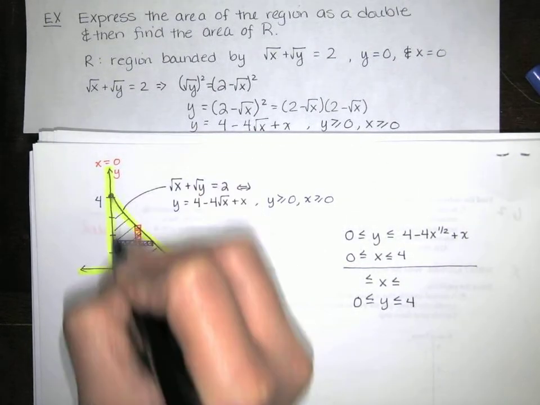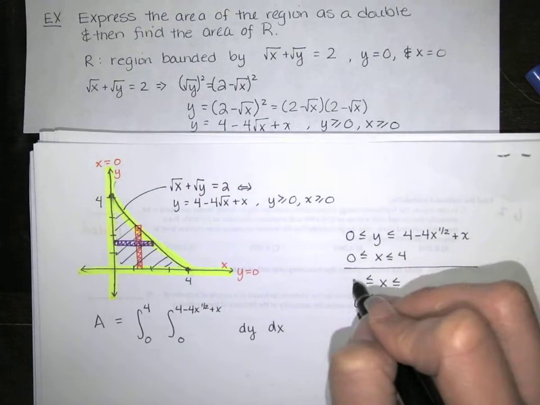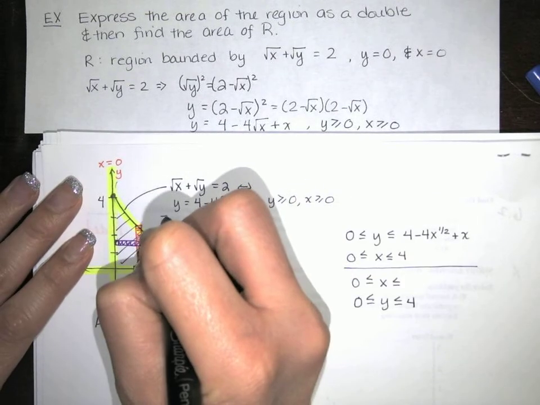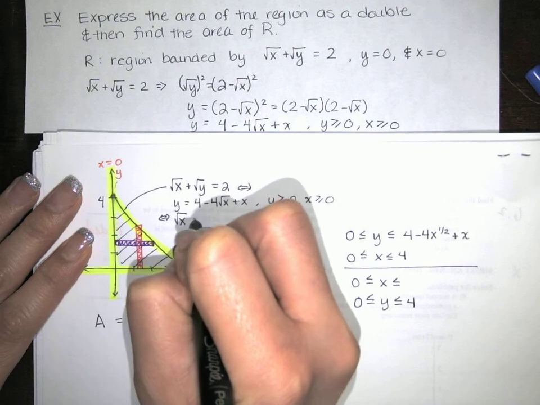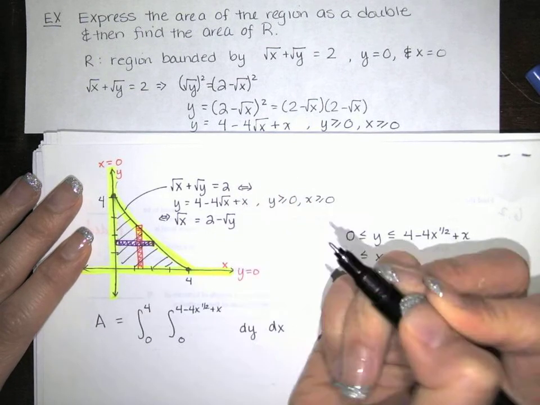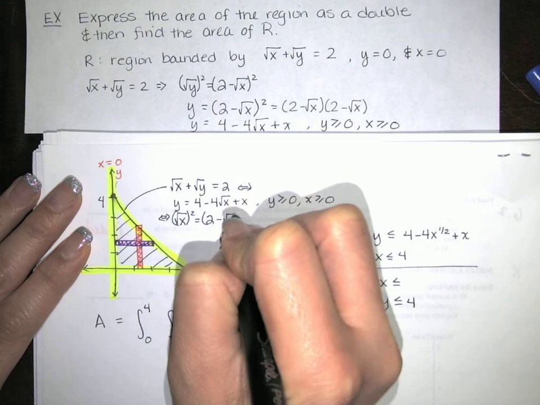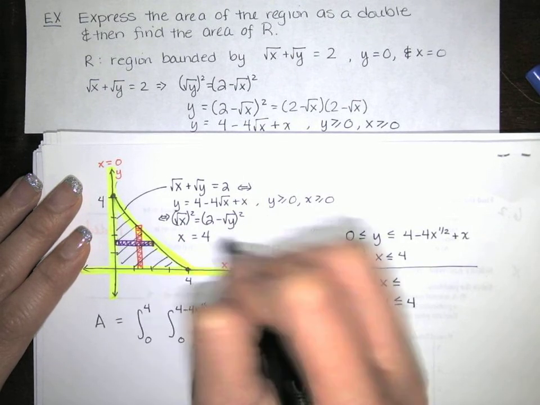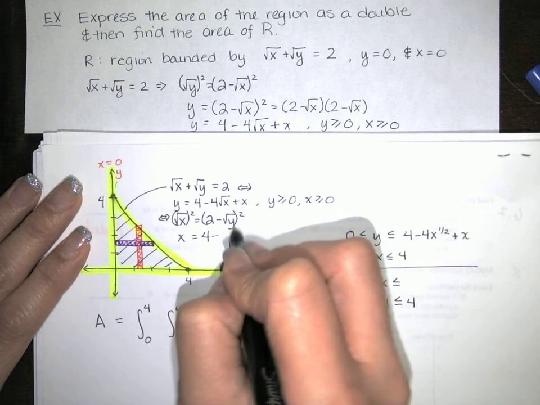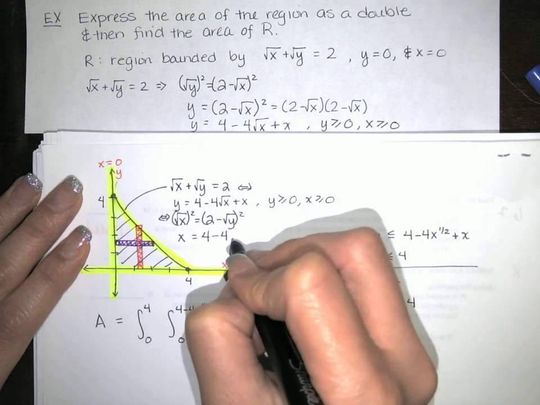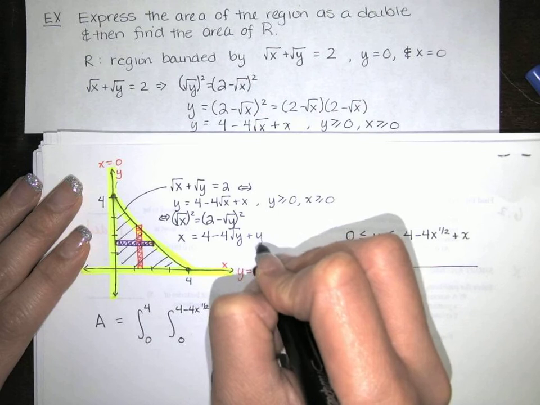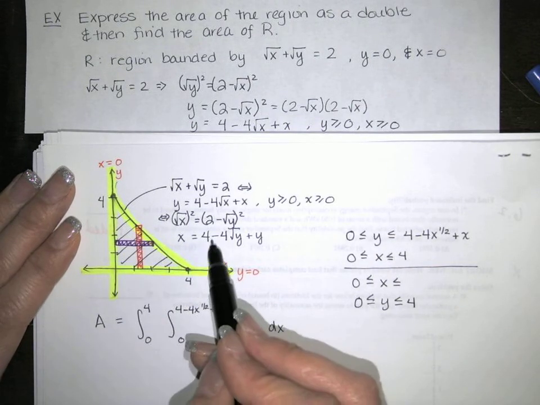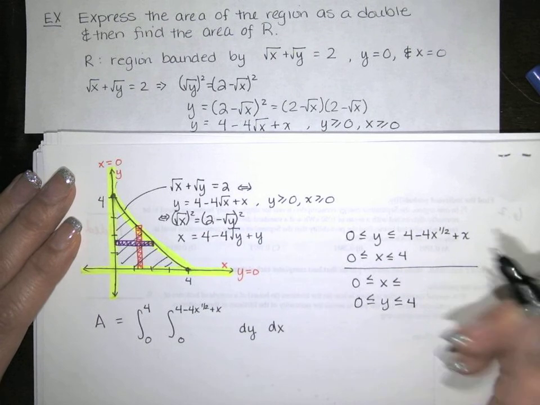Well, that line is represented by x equals 0. And on this function, if I solve for x, I get square root of x equals 2 minus the square root of y. Square both sides. And I think we're going to get pretty much the same thing as we got right there, just replacing all the x's with y's and the y's with x's. Because of the symmetry of that equation, it turns out to be pretty much the same thing. So x goes from 0 to 4 minus 4 times the square root of y plus y.